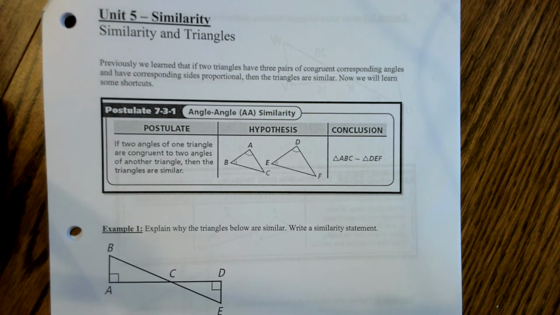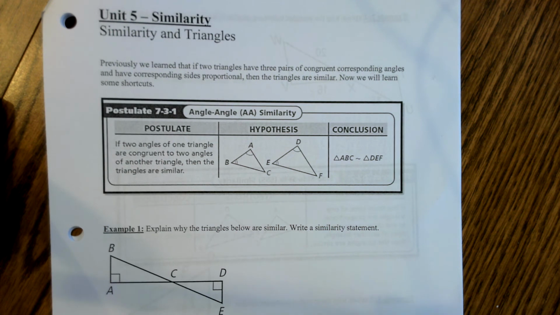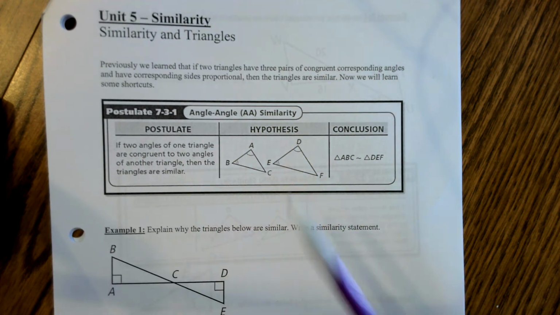First one, angle-angle similarity. It says if two angles of one triangle are congruent to two angles in another triangle, then the triangles are similar.